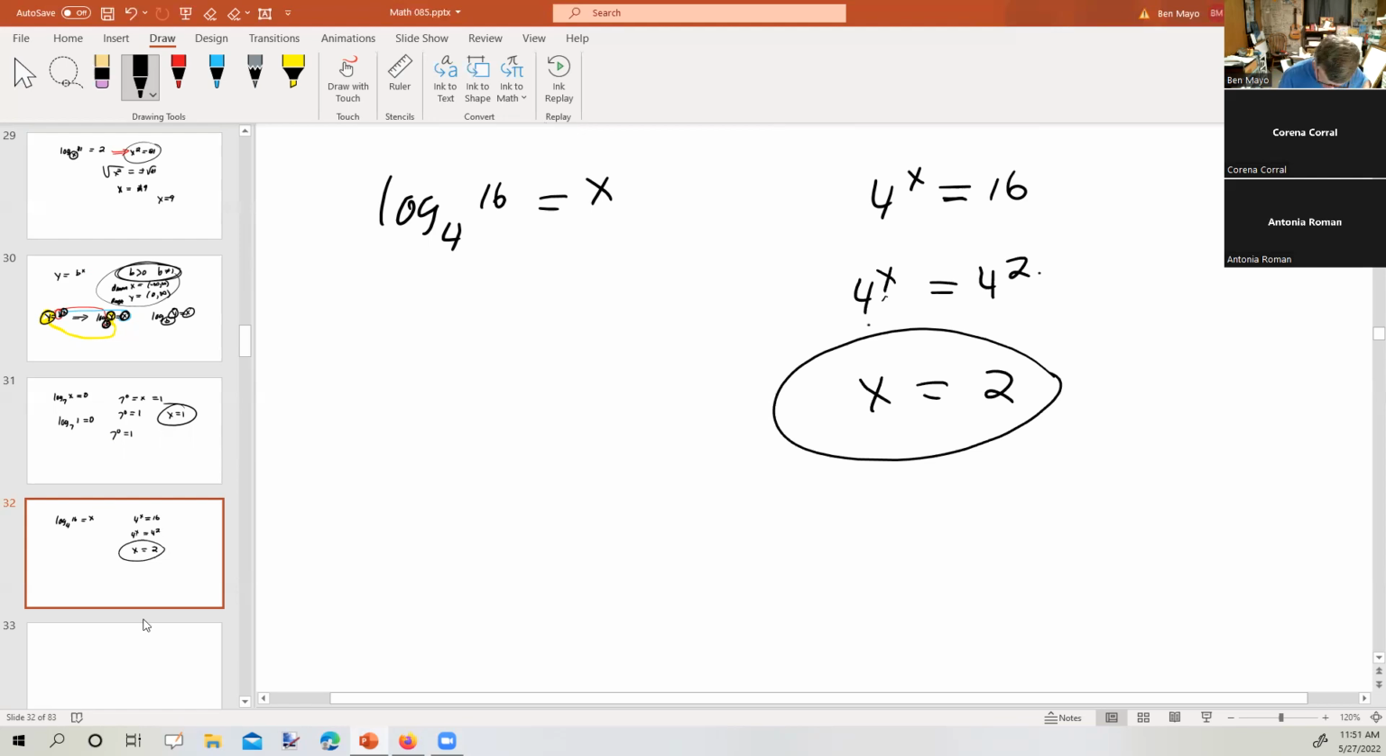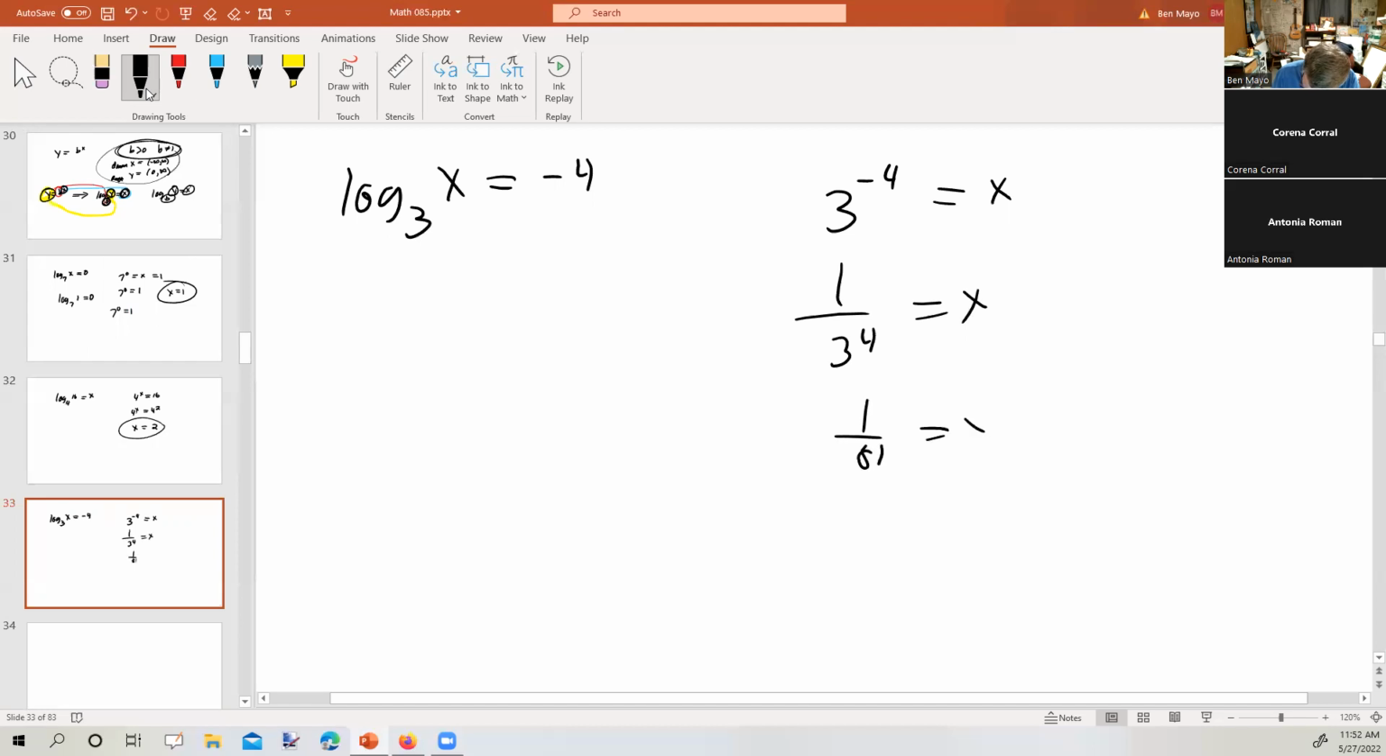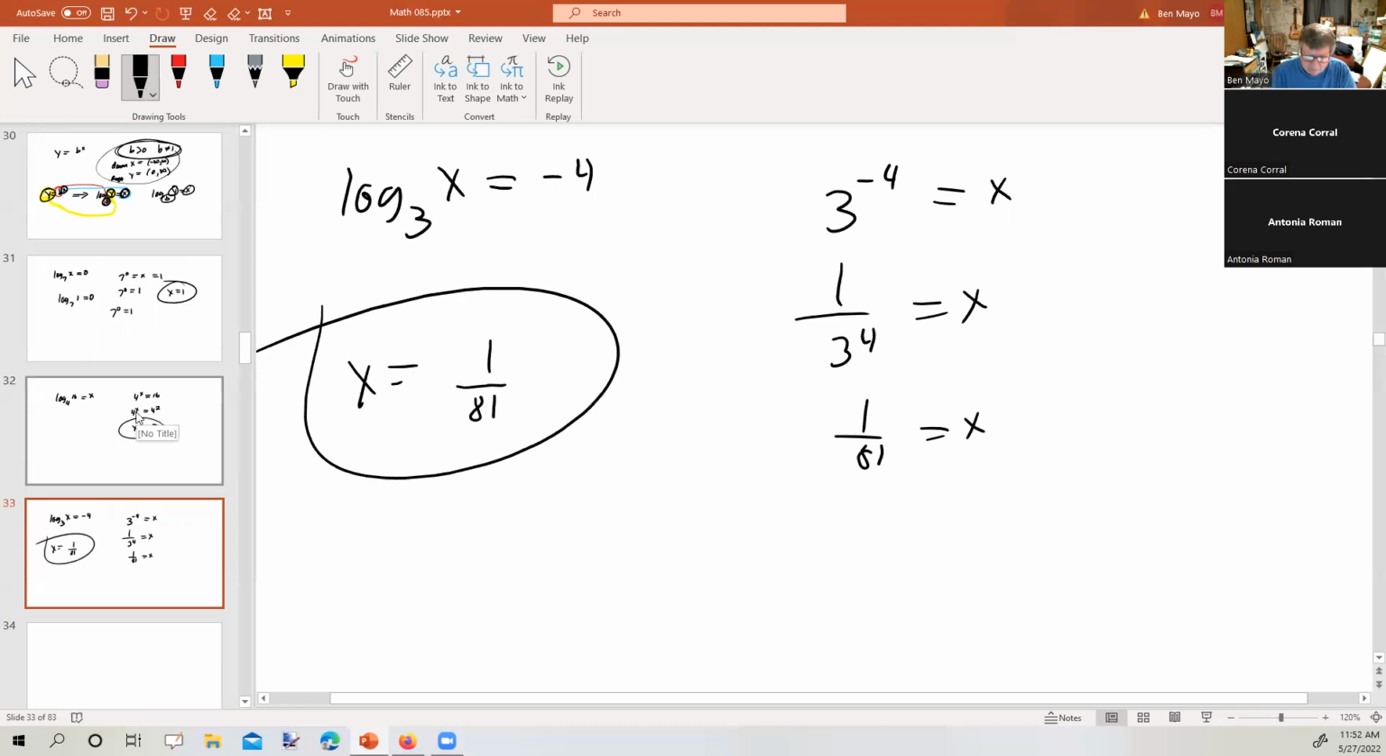Let's see here. Log base 3 of x equals -4. So we get 3 to the -4 power equals x. Well, 3 to the -4 power is 1 over 3 to the 4th, which is 1 over 81. So x equals 1 over 81. Okay.